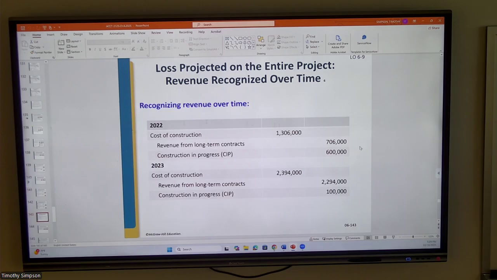You've got cost of construction, you've got revenue for long-term contracts, which is a credit balance account. This is actual revenue being earned here. Construction progress, right, is being taken in. Now, again, we credit that so we can create a receivable, right? And that's what's going on.